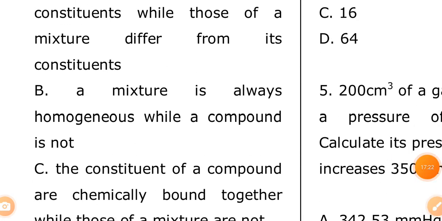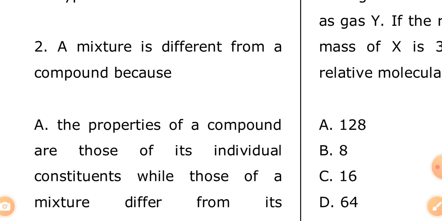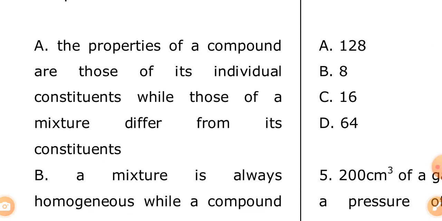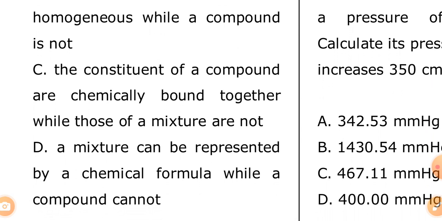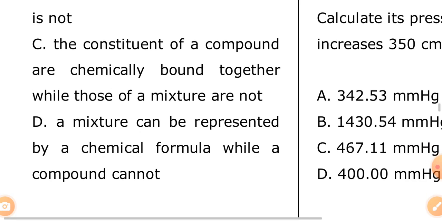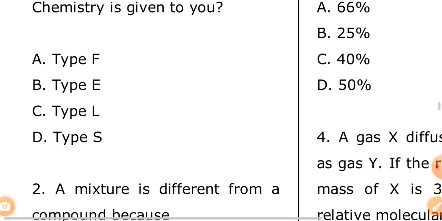Should I read it up again? The difference between mixture and compound. I won't answer the question. I want you to tell me the answer in the comments. But let me read up the options for you. A mixture is different from a compound because A, the properties of a compound are those of its individual constituents, while those of a mixture differ from its constituents. B, a mixture is always homogeneous, while a compound is not. C, the constituents of a compound are chemically bound together, while those of a mixture are not. And D, a mixture can be represented by a chemical formula, while a compound cannot. What is the answer? If you get this answer correctly, let me know. Just tell me the answer in the comment section.